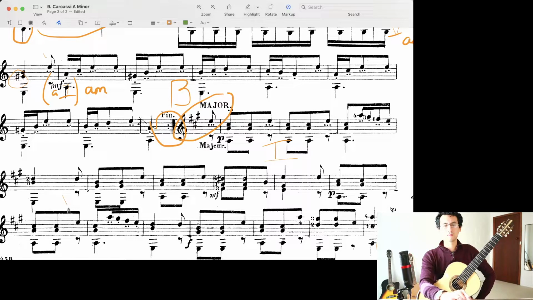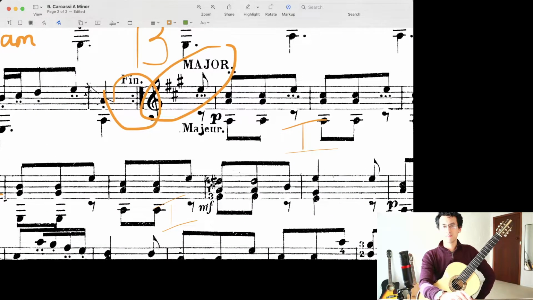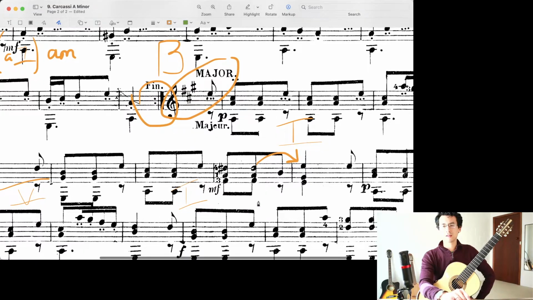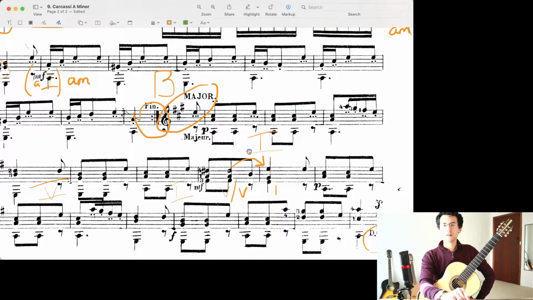dominant, tonic. Here we're seeing D sharp going to an E, so that's a tonicization. Dominant of the dominant, 5 of 5, going to 1. And then this theme comes back.